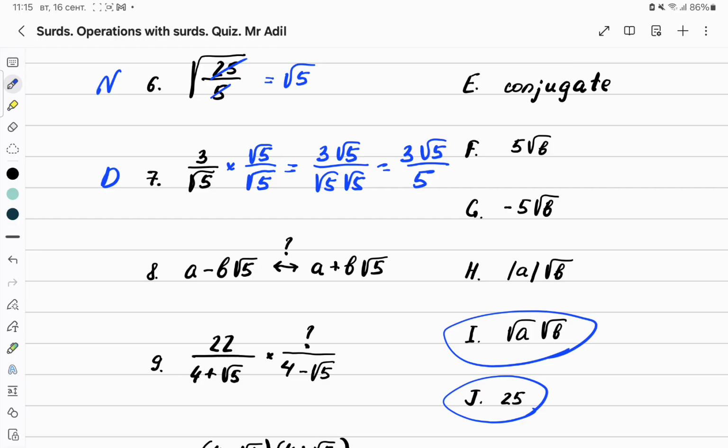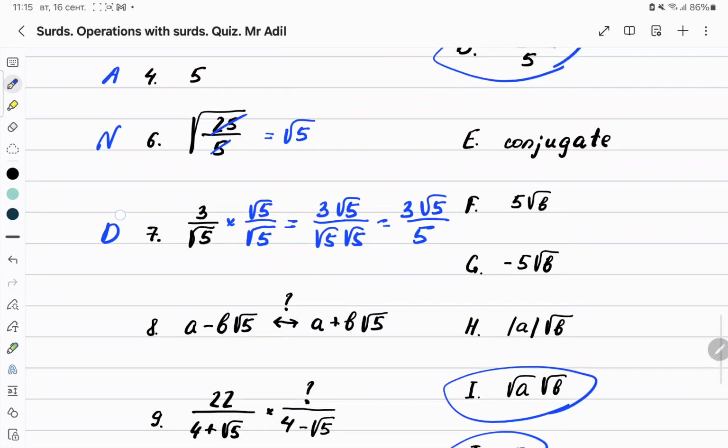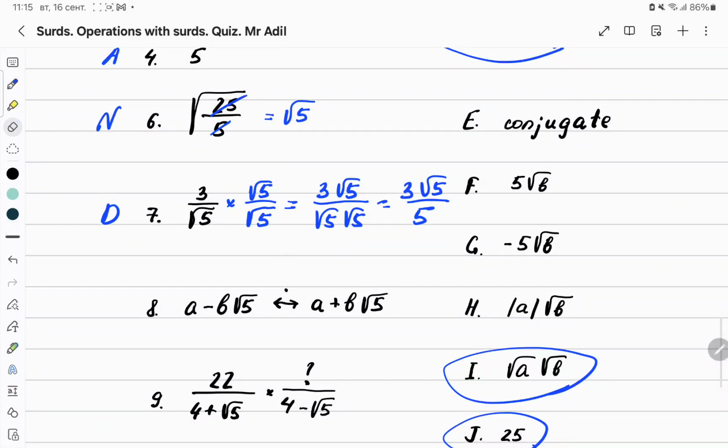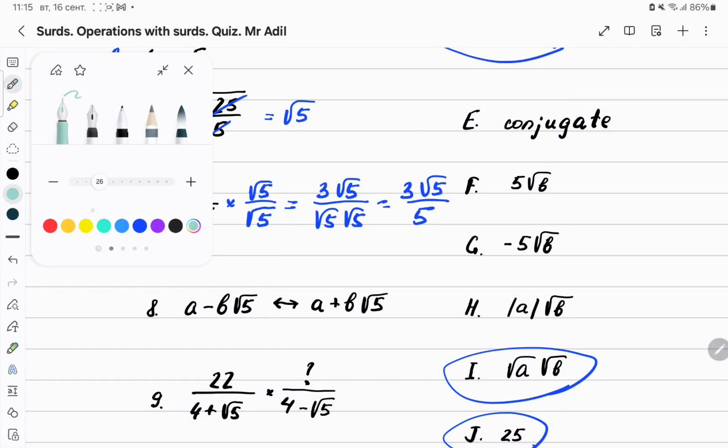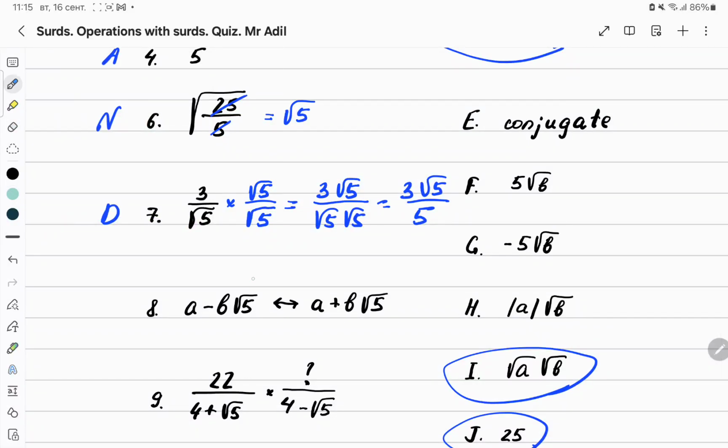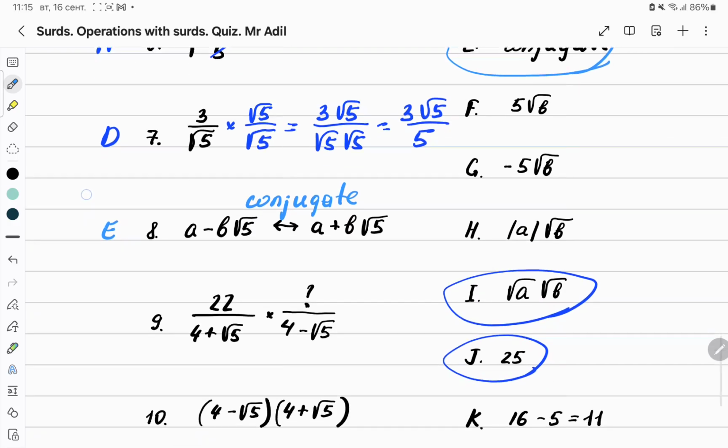Now question number 8, it says A plus B square root of 5 and A minus B square root of 5. What's the connection between them? How can we connect using maybe a word? And yes, it is conjugate. We know that it satisfies the definition of conjugate. So it is conjugate. The answer is E. 8E.